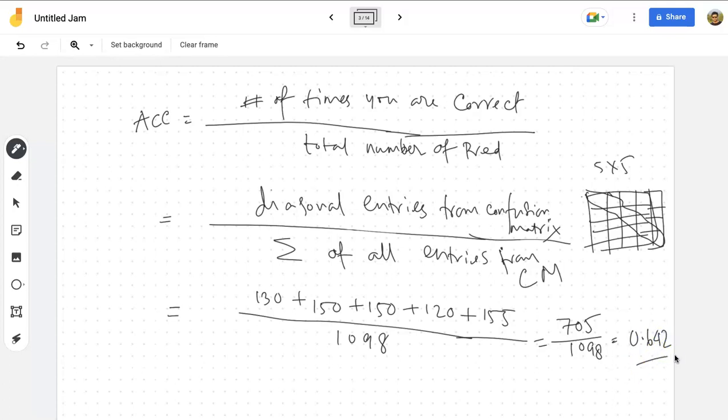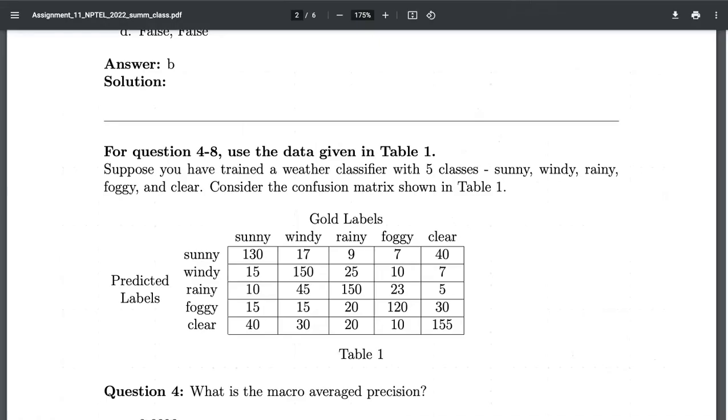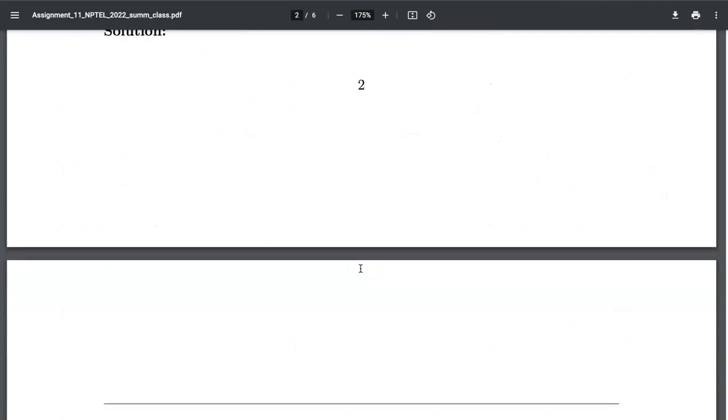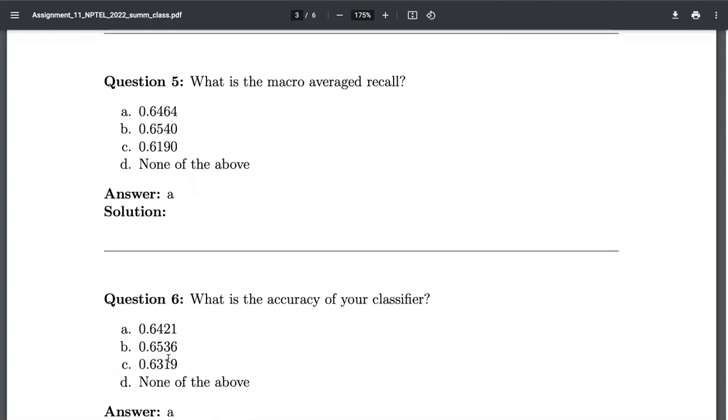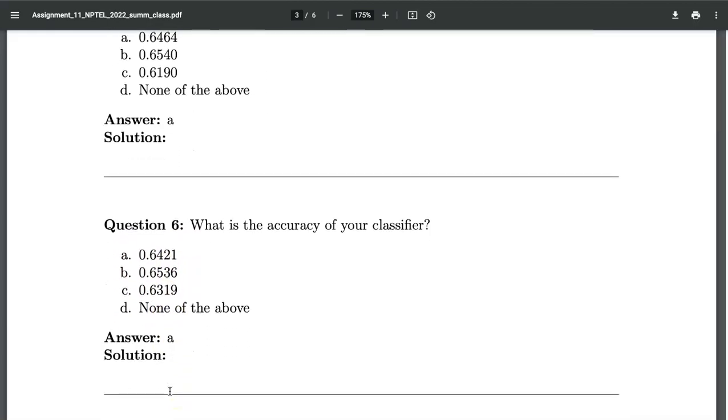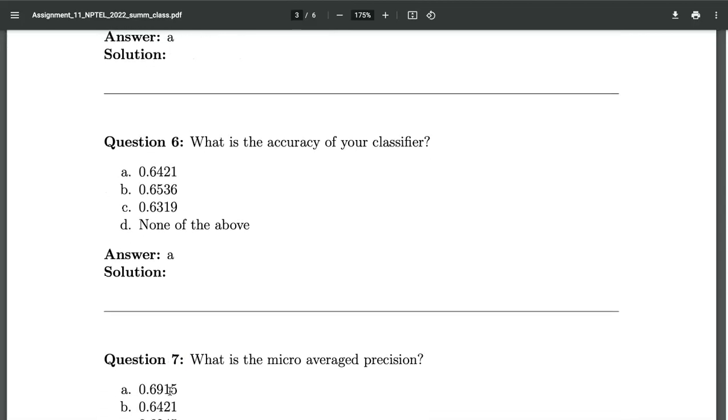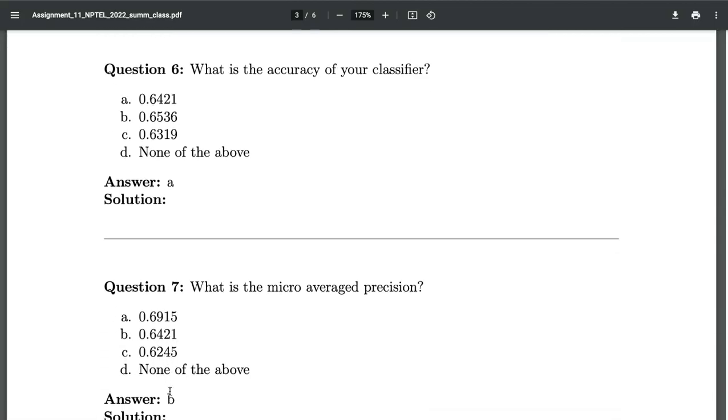So basically this is the accuracy. So the first option, 0.6421. I hope the first three are clear.